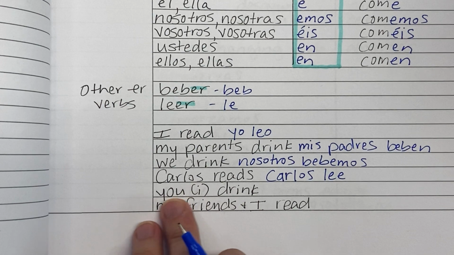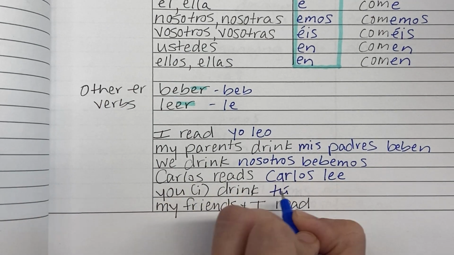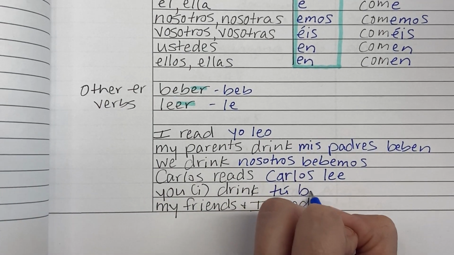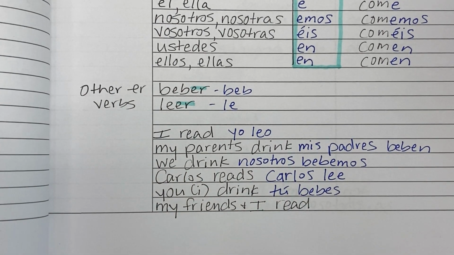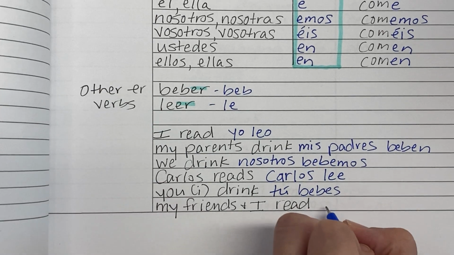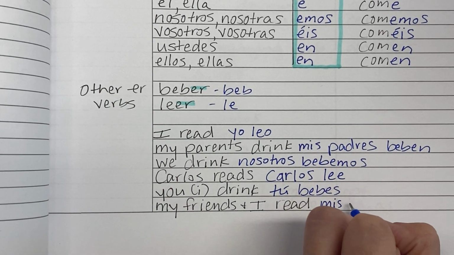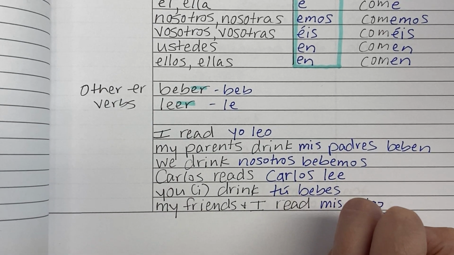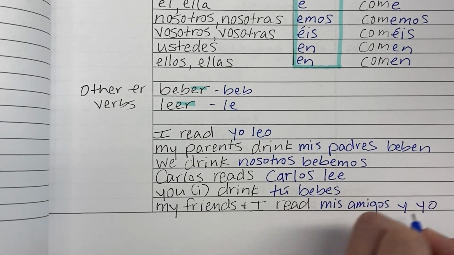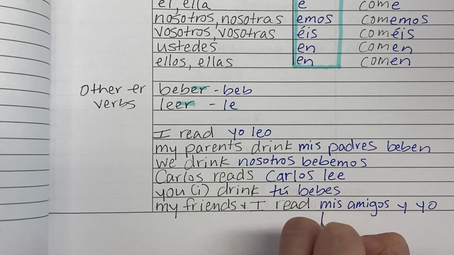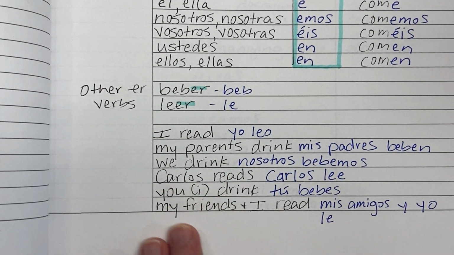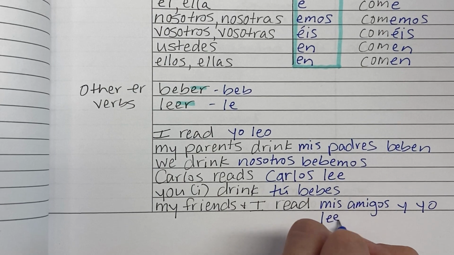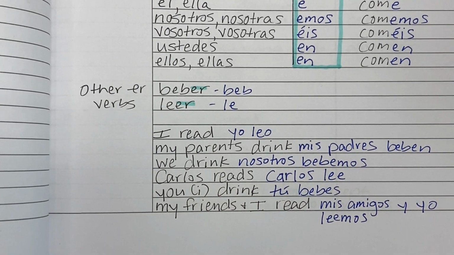You drink, so informal. Tú. And the stem is beb. And then for the informal you form, we have es. Tú bebes. And finally, my friends and I read, mis amigos y yo. Our stem for to read is le. And then the ending for my friends and I, or we, right? We read, or my friends and I read, is emos. Mis amigos y yo leemos.